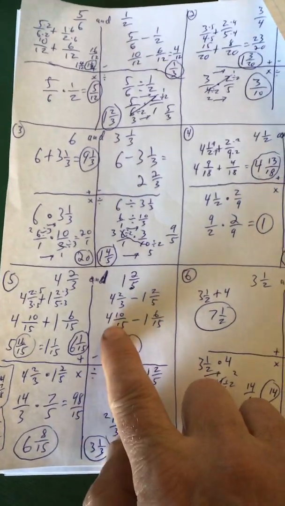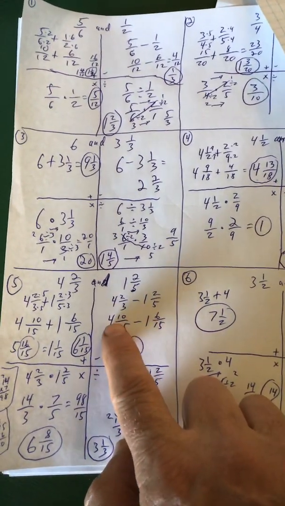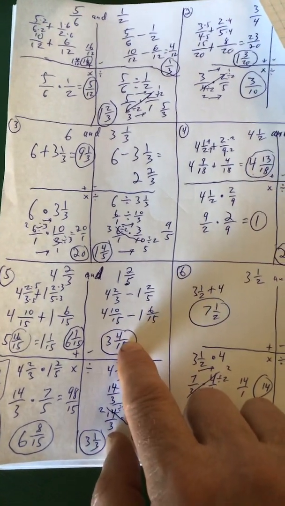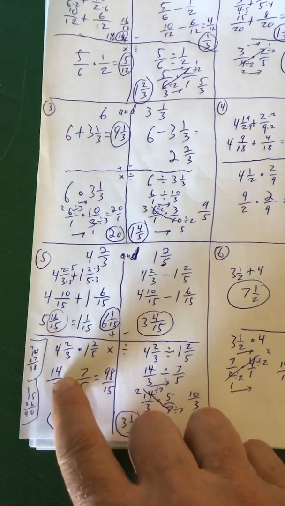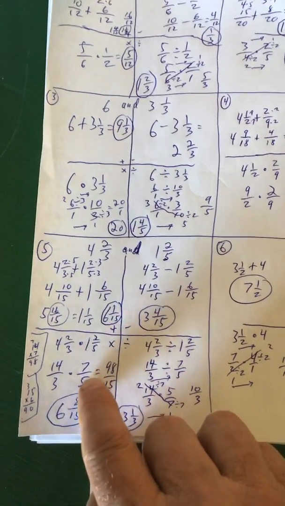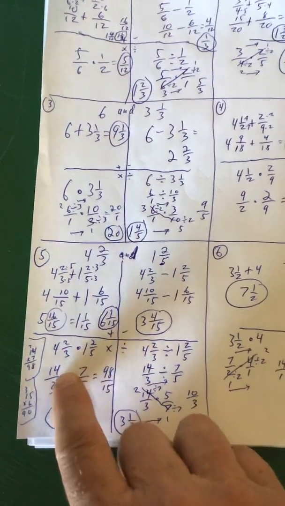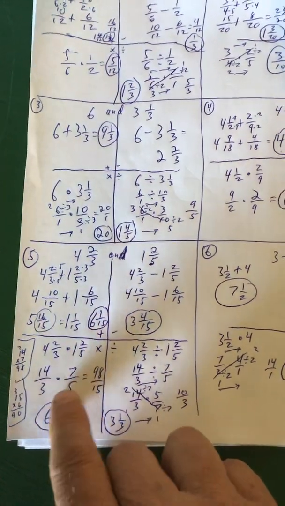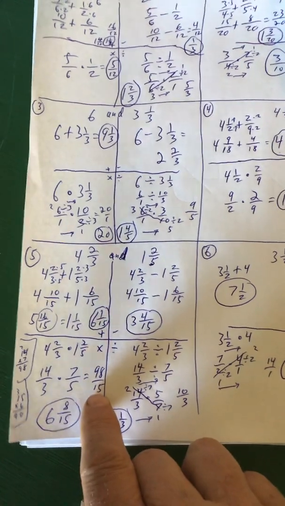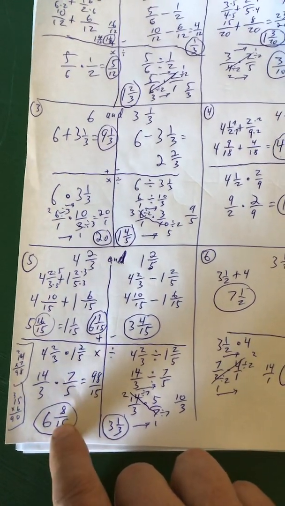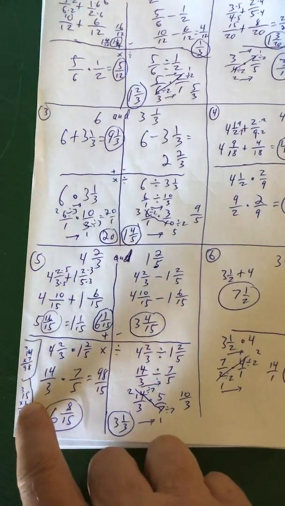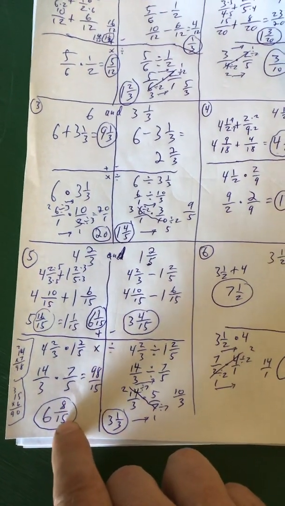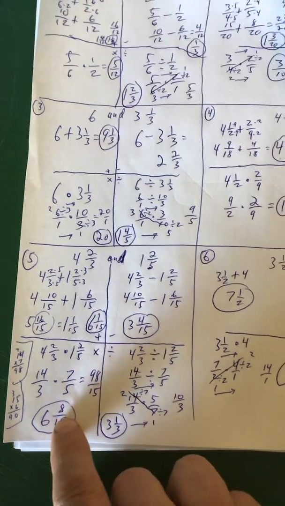Now subtracting, 4 minus 1 is 3, and 10 15ths minus 6 15ths is 4 15ths. Multiplying, make them improper. I can't do a cross cancel, so I just multiply. 14 times 7 is 98. Now 15 stays 15. 15 goes into 98 6 times. 6 times 15 is 90. And you got a remainder of 8. 90 plus 8 is 98.